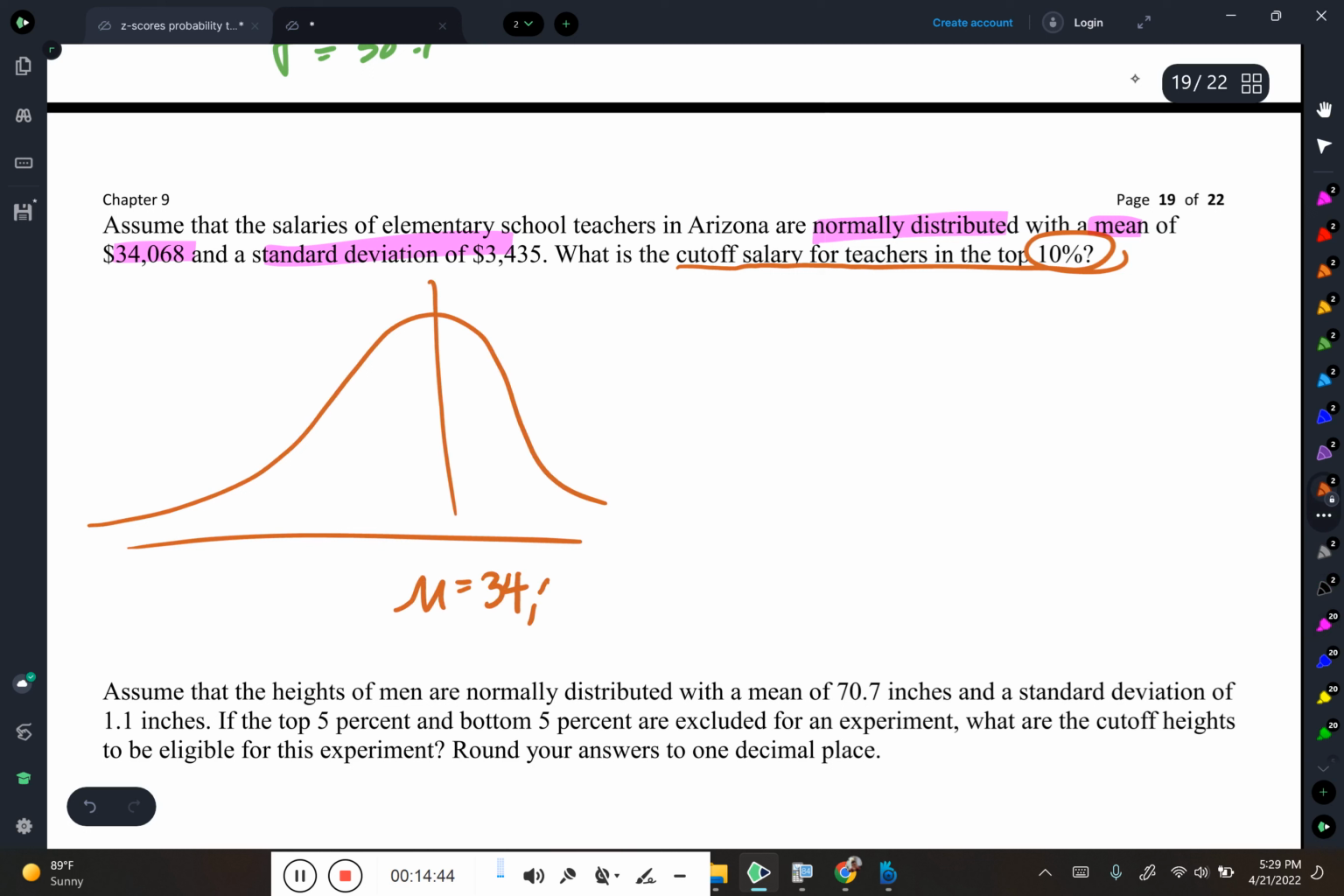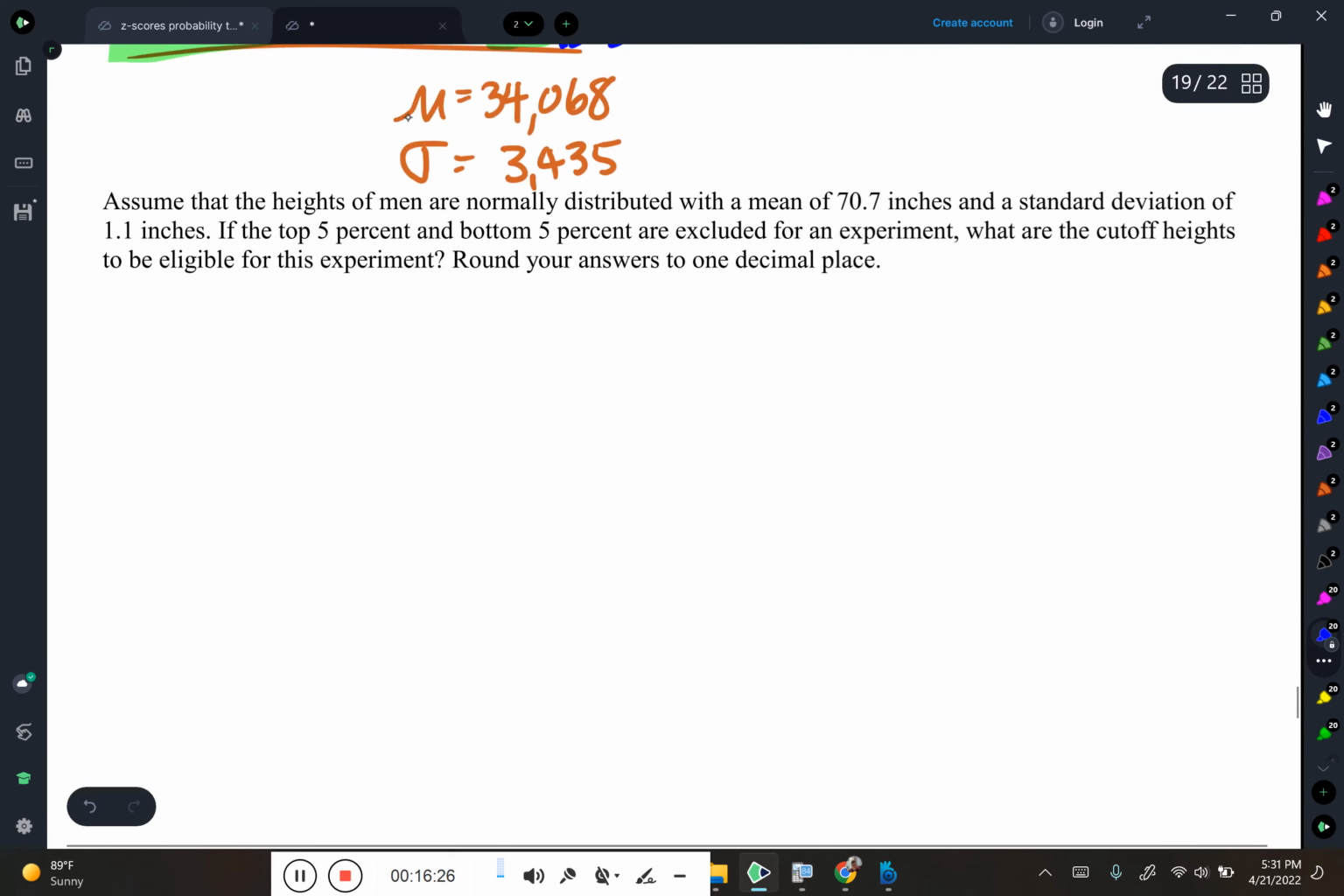So the cutoff salary for the top 10% is $38,470.13. Now, I don't know if we need to go this accurate or not. Maybe they'd be okay with just $38,470, but I got it, I'll do it. Okay. So I'm finding these values, just grinding them out. All right.